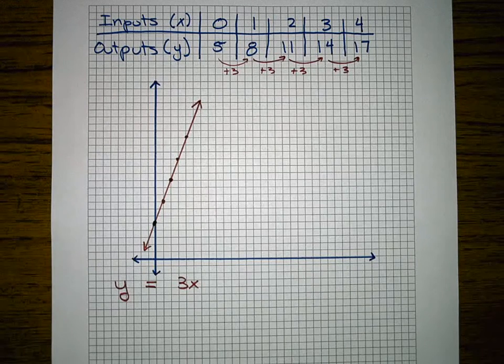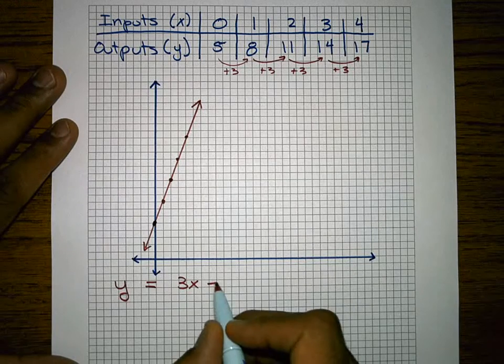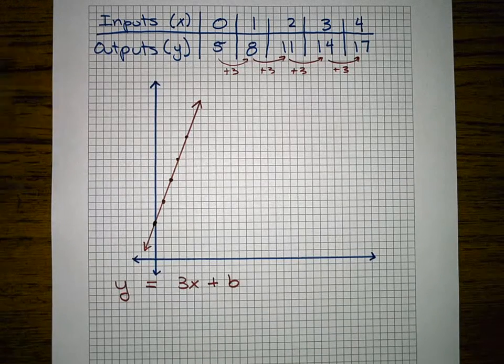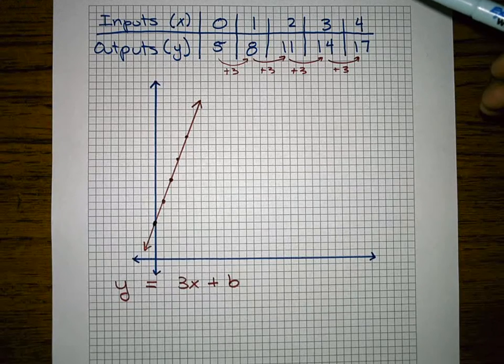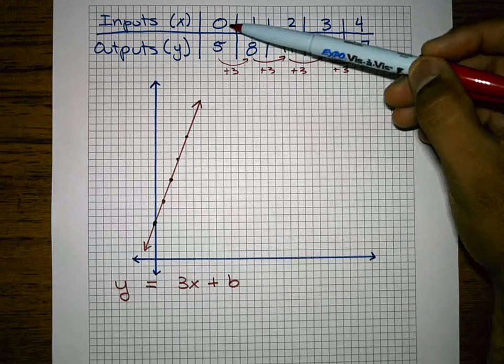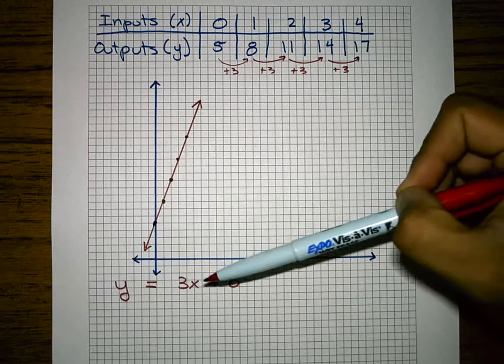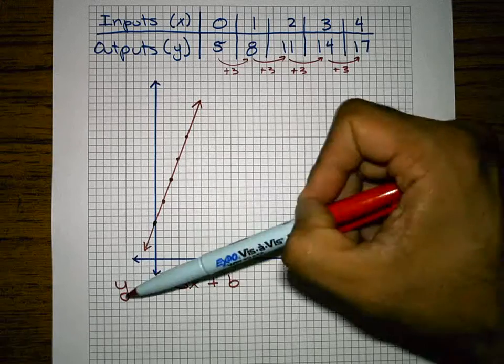Now the issue here is where do I start from? Eventually I'm going to have to add or subtract some number back here. I'm going to just call it b, for the sake of having something to represent it. So what I need to do is figure out what that b is. I can pick any point and figure it out. For example, if I plug in a 0 for the x, the y should be a 5. If I plug in a 1 for the x, the y should be an 8.